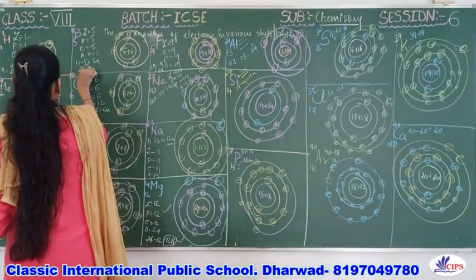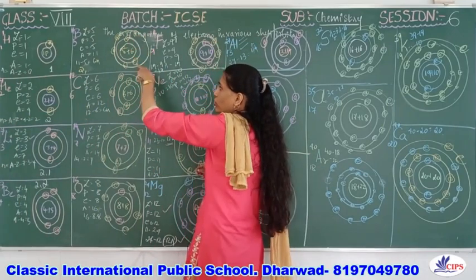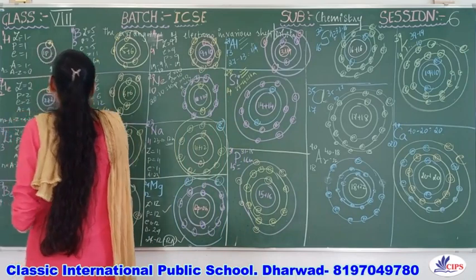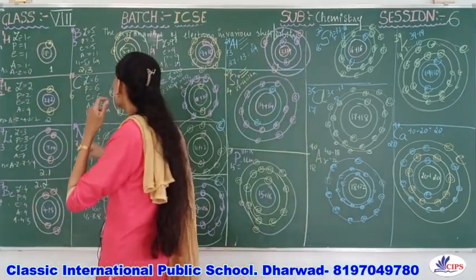2 electrons, and L shell how many electrons? 1, 2, 3. 3 electrons. So the electronic configuration is 2, 3. Okay. Then we have carbon.